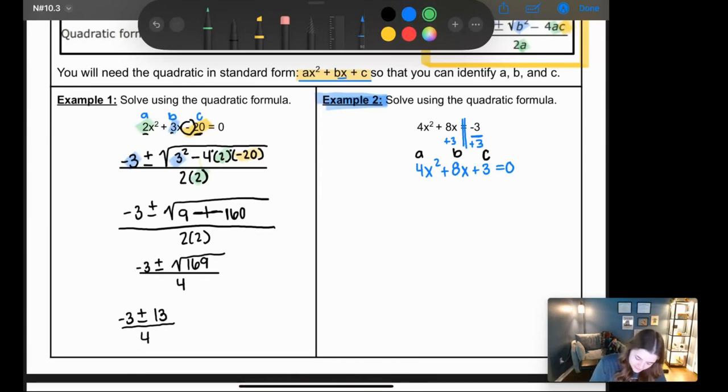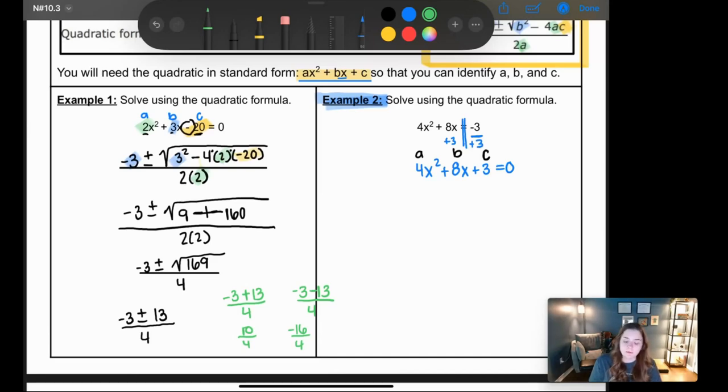So I have -3 plus 13 divided by 4. And I have -3 minus 13 divided by 4. Okay, you have to have both. And then you can solve. Well, I know that -3 and 13 together are what? 10. So really it's 10 divided by 4. And then over here I have -3 and -13. Well, if I put -3 and -13 together, that's -16 divided by 4.